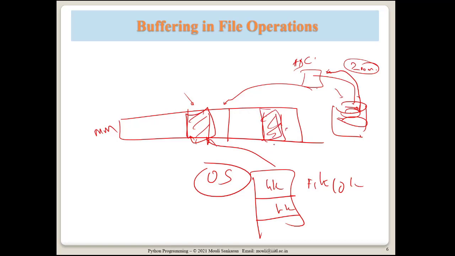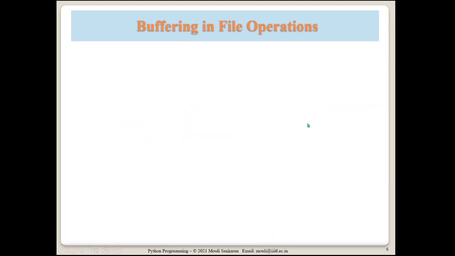So it keeps it ready for you, so when you are going away from this and then trying to access the next pointer in the file, you already have it in the main memory. So you don't need to wait for that to be available from the hard disk. That is what is called buffering in file operation, which is automatically done by Linux, and Windows also does it.